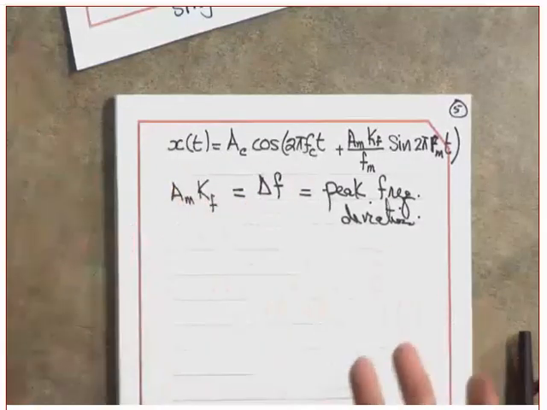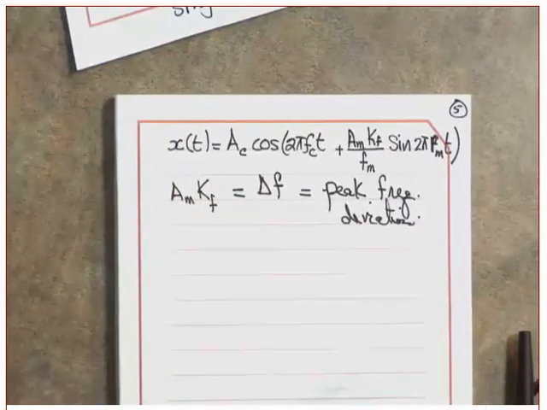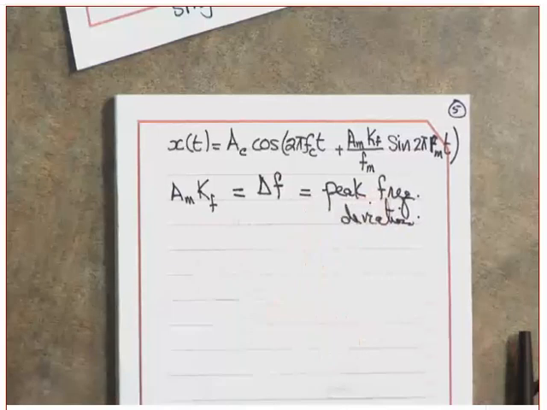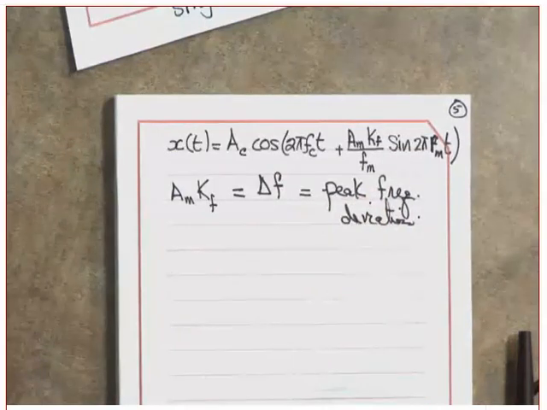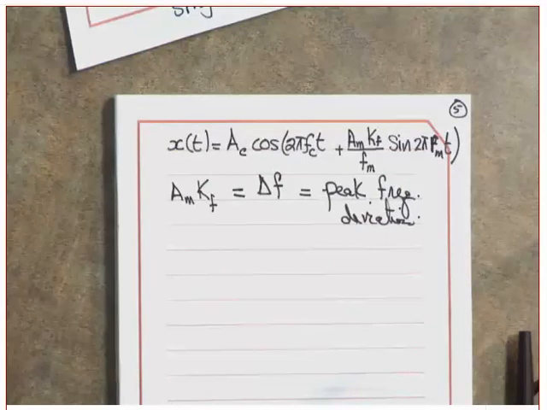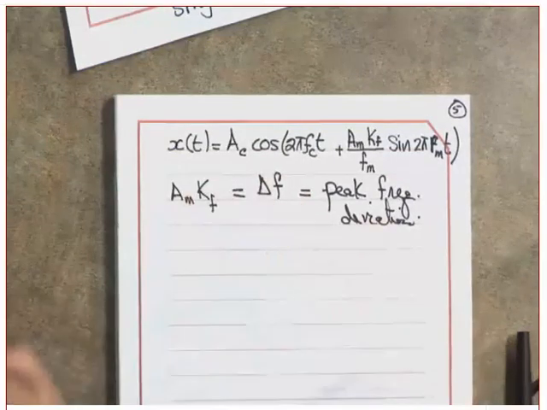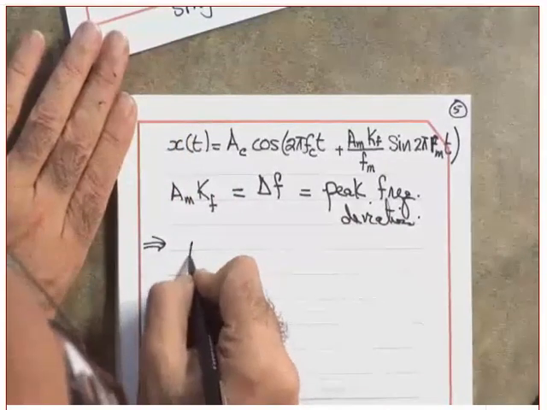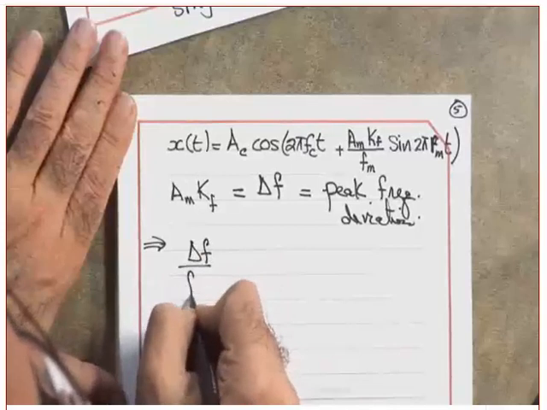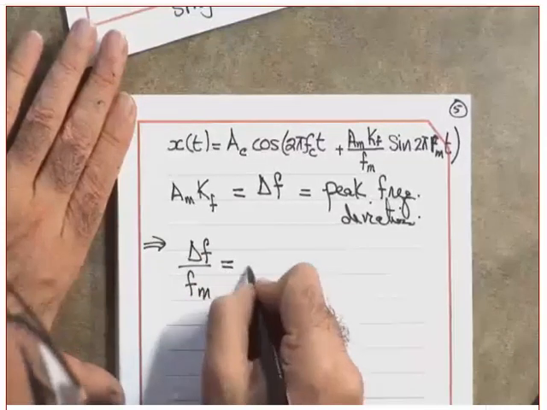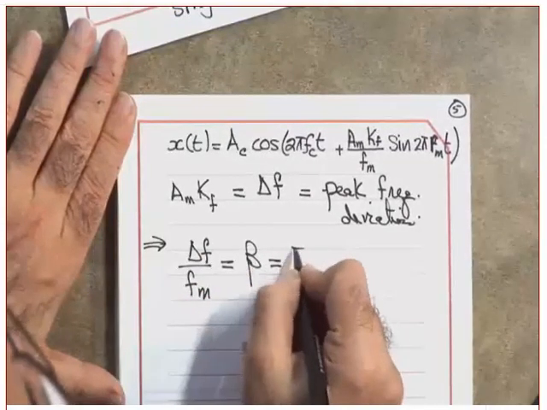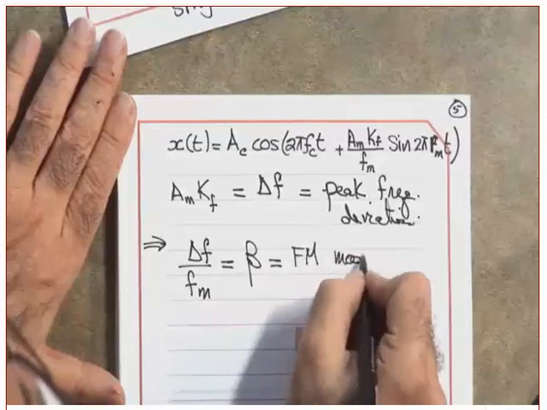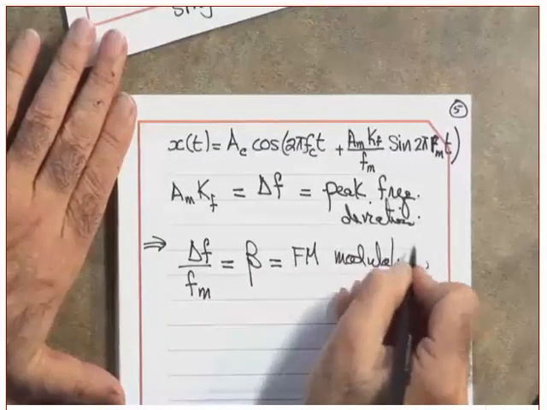Yes or no? So as you increase the amplitude of your baseband signal, you are deviating farther from what? Farther from the carrier frequency. Did you get this or not? Yes or no? This is crucial. I need you to understand this. We'll get to it in a minute. Okay. Also, delta F over F sub M is called what? Beta. And beta is the FM modulation index.